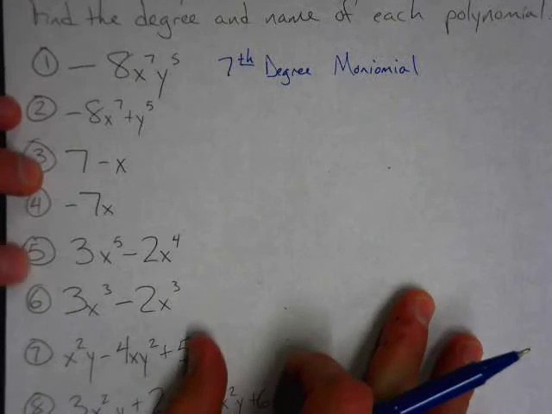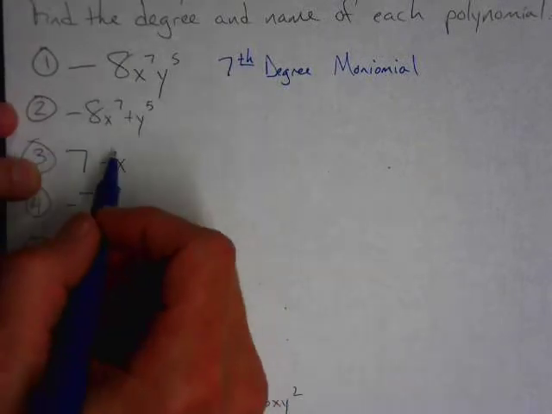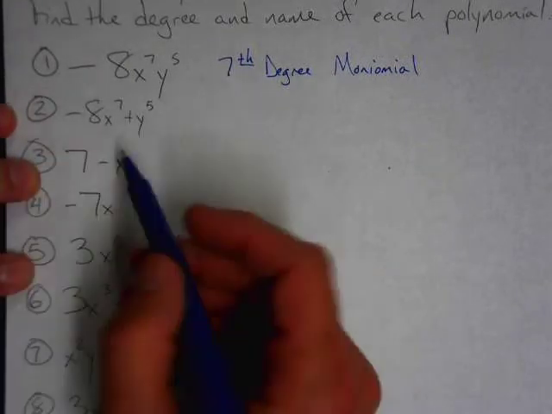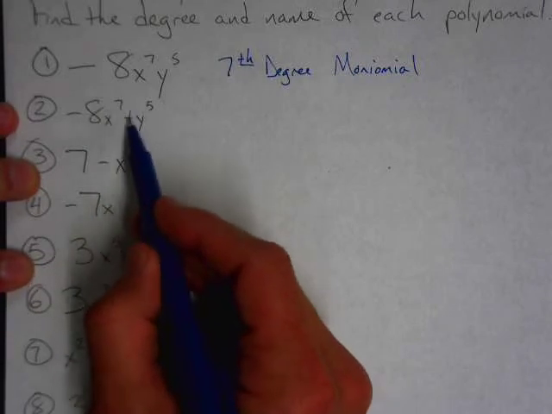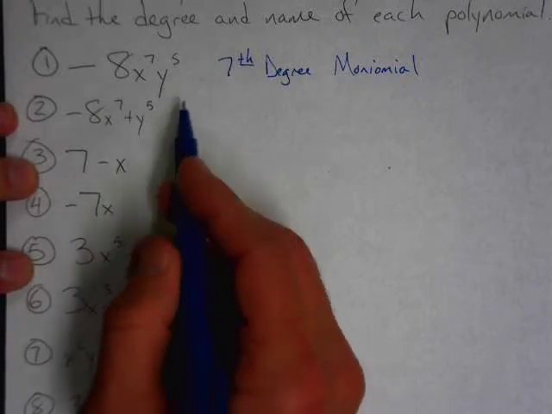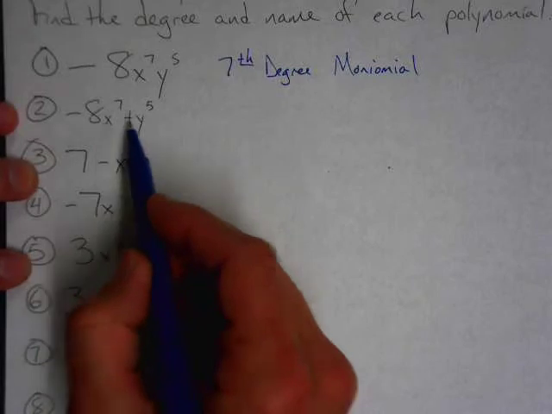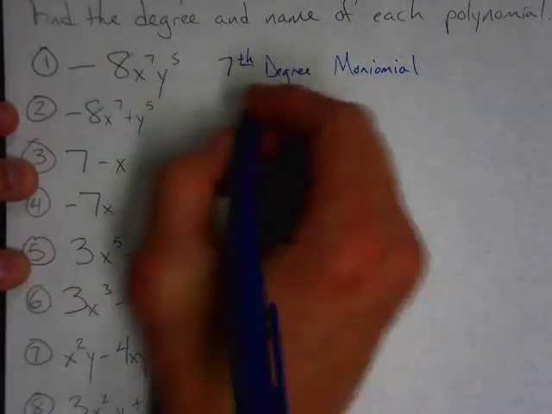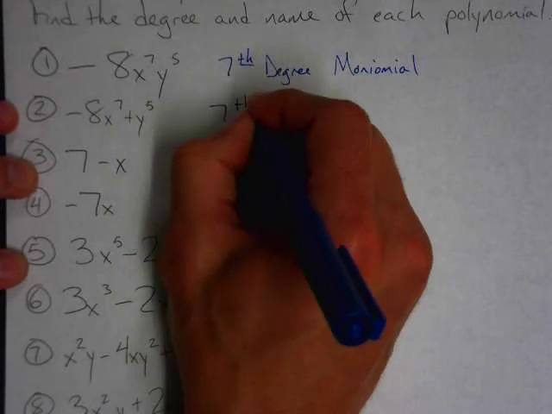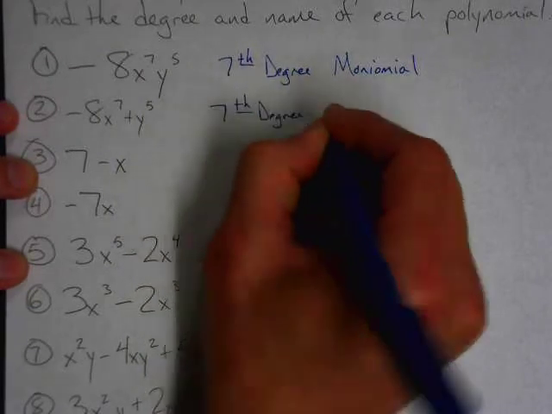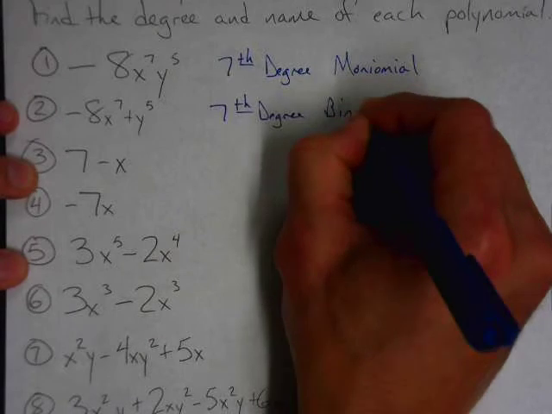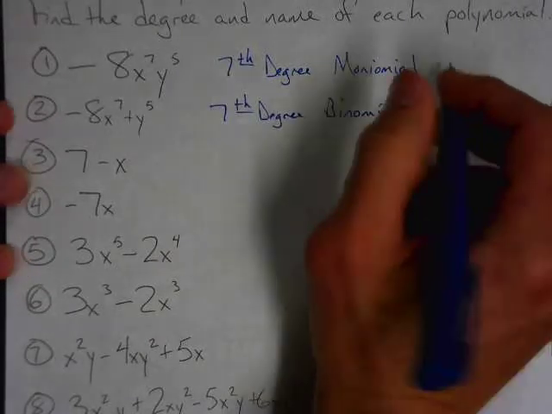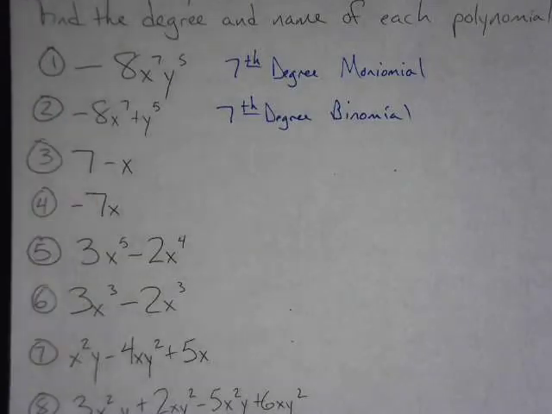But then we look at number 2. What's happening here? We're trying to add 2 different units of measurement. We have x to the 7ths trying to be added to y to the 5th. It's like we're trying to add apples and bananas, and we can't do that. So we're adding 2 separate things that are 2 separate terms. So this is a 7th degree binomial. Right? So now we have a polynomial with 2 different terms. Remember, separated by a plus or minus.